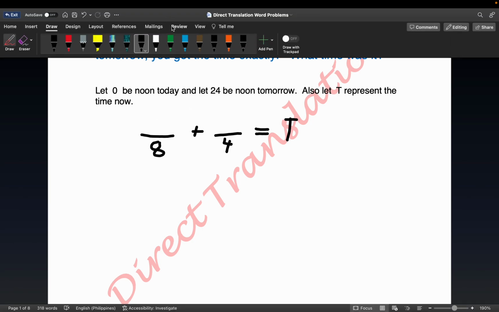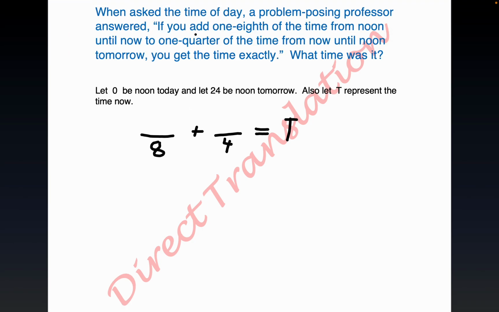Now it says, if you add 1/8 of the time from noon, well, t is the time now, so that would be the time from noon. And so you'll just put a t right here, t over 8. Now, this next one's kind of a mouthful. If you add 1/8 of the time from noon until now to 1/4 of the time from now until noon, well, how much time is left? Since noon tomorrow is 24 hours, we have to have 24 minus t right here.